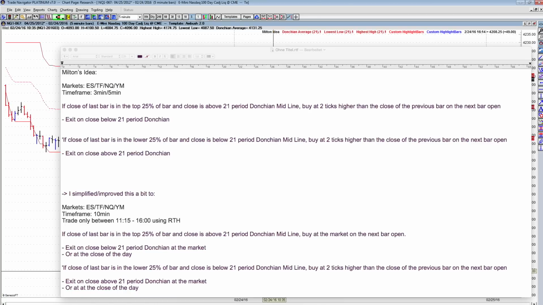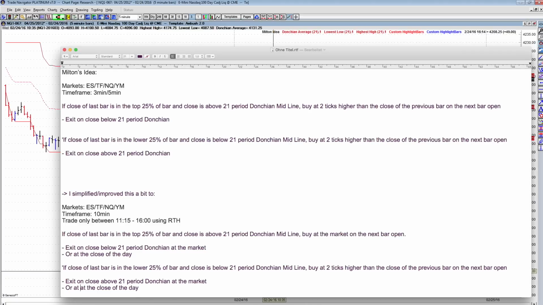So on the next bar, buy 2 ticks above the close of the previous bar, and simply exit on a close below the 21 period Donchian channel. So if the market trades below it again, the idea is if the trend stops, then get out, and do the opposite for short trades. So sell if the close is in the lower range of the bar and if it's below the 21 period Donchian midline.